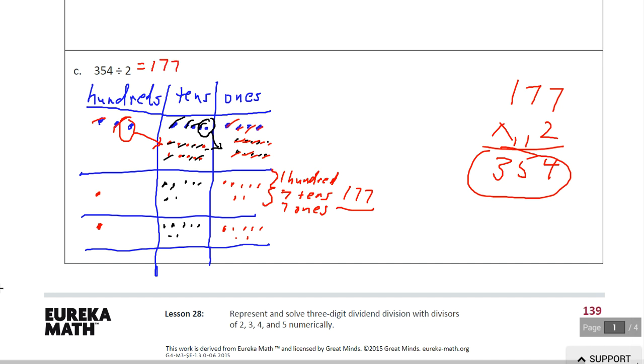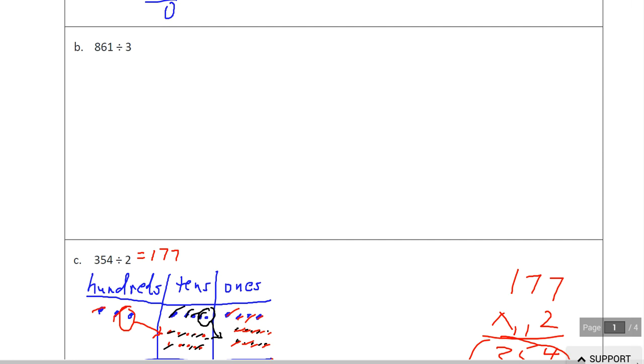Okay, so I did that one by the method with using the disks, and I did the first one by standard algorithm. And I'm just going to do one more real quick standard algorithm, and then I'm going to say off to the races, and you guys go ahead and finish the rest on your own.